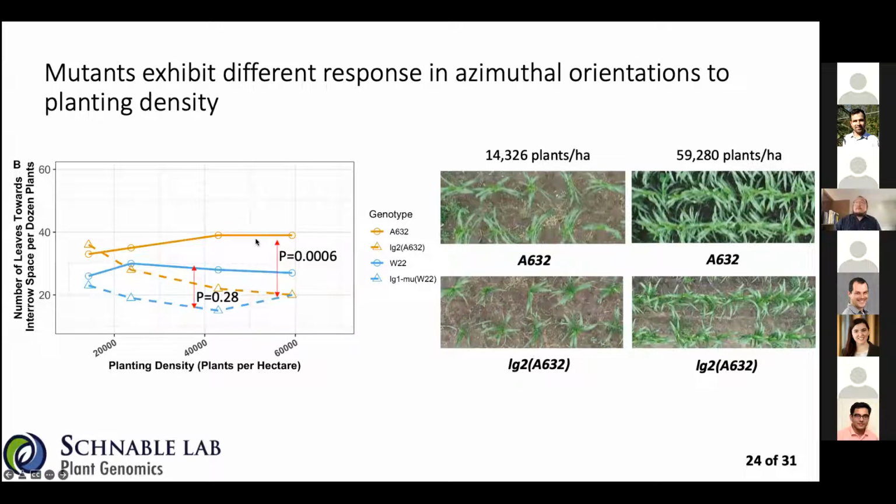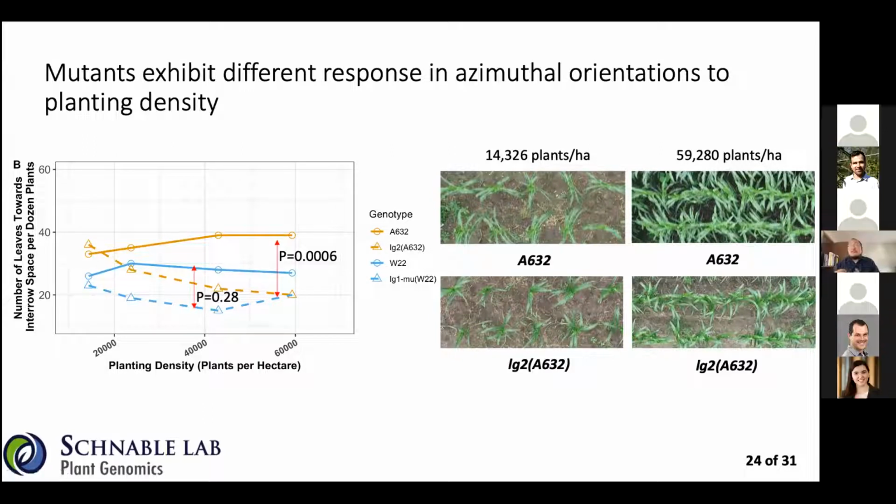we planted both Liguleless 2 and Liguleless 1 mutants together with their wild type at four planting densities. The smallest one is about 14,000 plants per hectare, and the highest one is about 60,000 plants per hectare. Corresponding to acres, this is 7,000 plants per acre and 28,000 plants per acre.